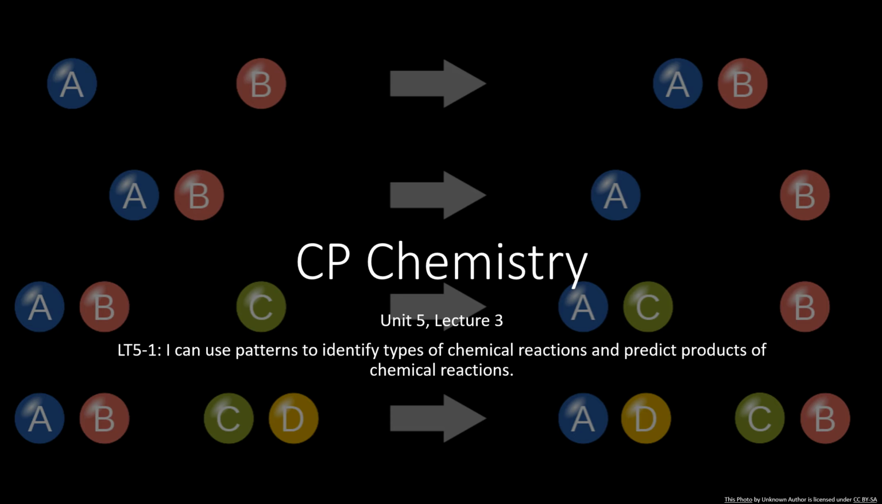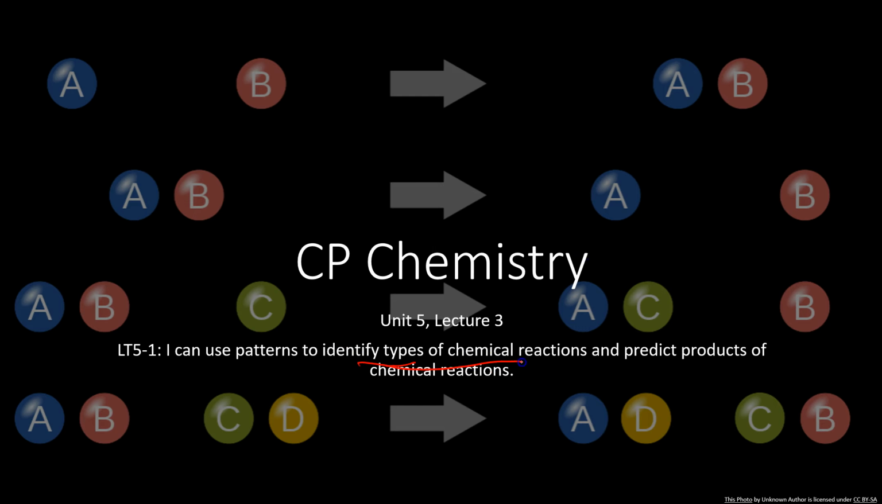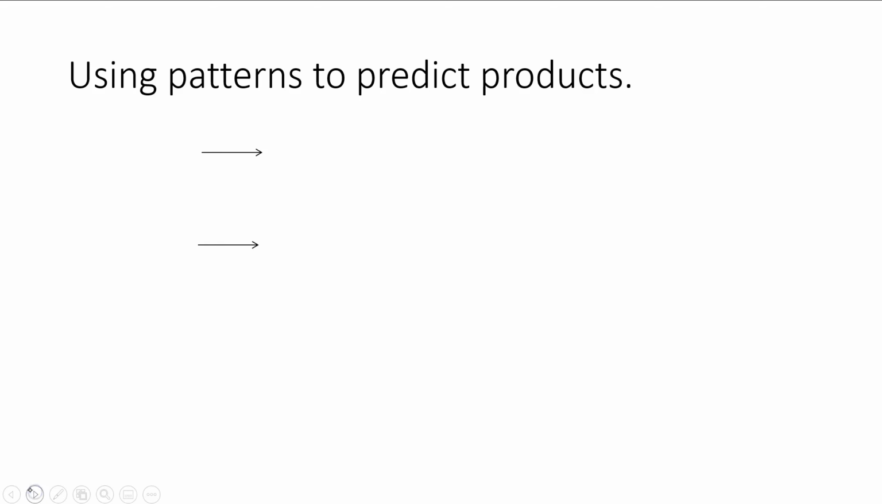So what we've done so far is use patterns to identify types of reactions, identifying our types of chemical reactions based on patterns. Now we're going to move on to this second part, which is predicting the products, right? Because again, what good is learning a scientific principle or theory if you can't use that to then make predictions? That's the usefulness of science, right? So let's start making some predictions.